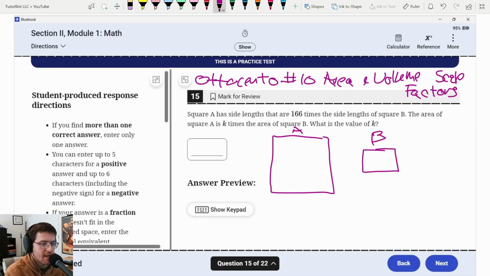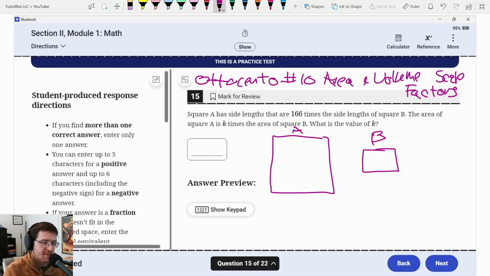Okay, question 15. I go over this in great detail, guys, on my Autochento number 10, area and volume scale factors. Please, please, please just go watch it before you even watch this part of the video. Like, it might not make any sense. This is one of the most confusing things. People tend to forget it. It's just a random geometry concept that we tend to forget. Please go watch that video.